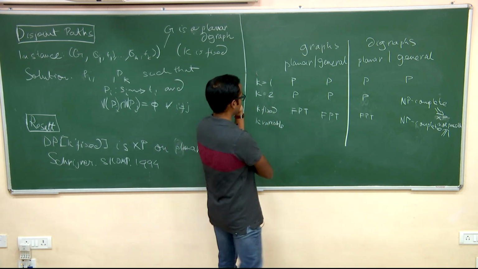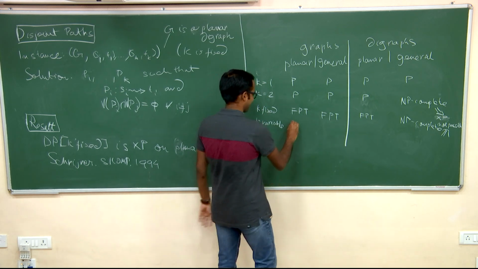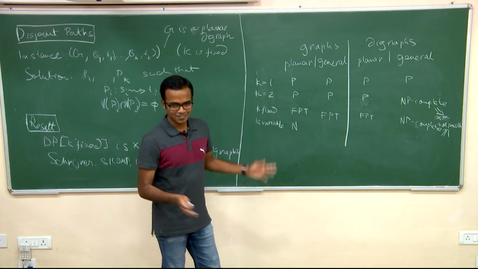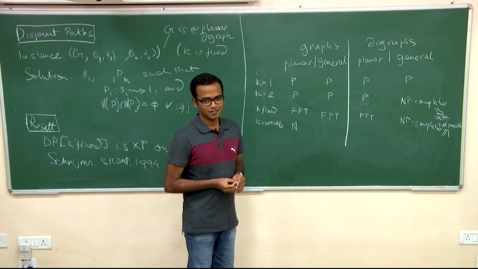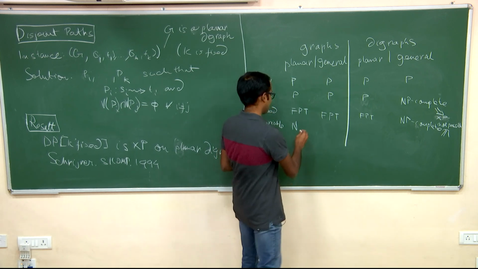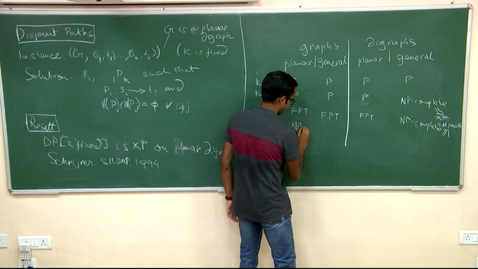And for variable k, I just mean it comes as part of the input. It's not a parameterized problem anymore. In the most general variant, if k is fixed, it's actually polynomial time. It's not NP.